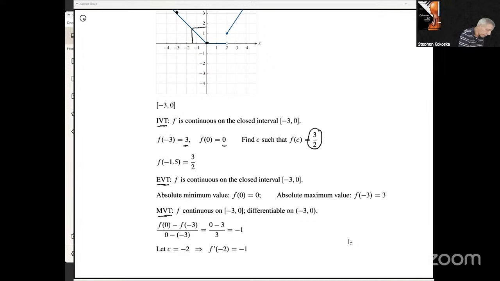minus -3. I think when I plugged everything in, when I looked at the values from the graph, I got a -1. And so that says there must be a value of c in the open interval -3 to 0, so that f prime of c is equal to -1. And indeed, there are many here because that straight line has a slope of -1, and I just picked -2. So pretty straightforward, nice applications of those three theorems to this particular piecewise defined function. I like that one.